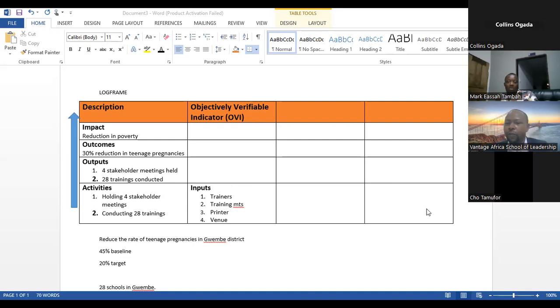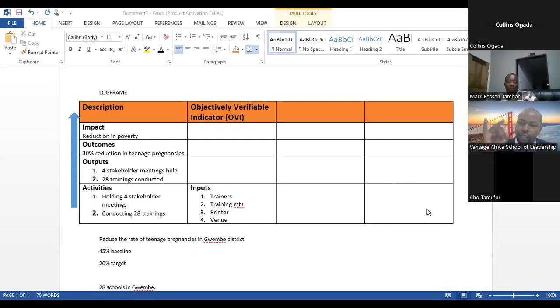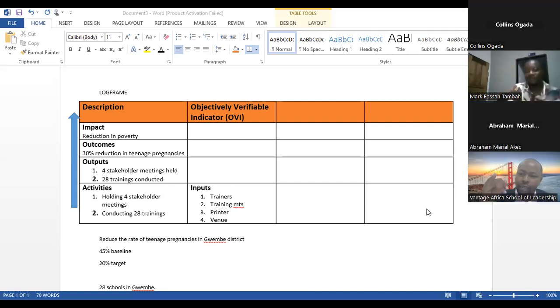I want to hope that people still remember. We talked about indicators. Someone to help us understand an indicator can be one, can be three. I'll give you the first one. An indicator can be, oh, I can see Mark is ready. Mark, an indicator can be one? Percentage. Yeah, I'm hearing someone saying percentage. Please unmute. Mark, we are on you.